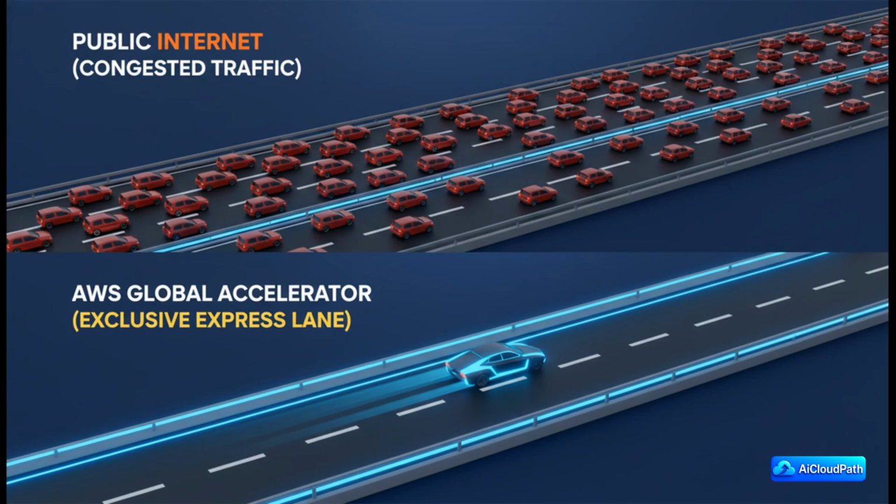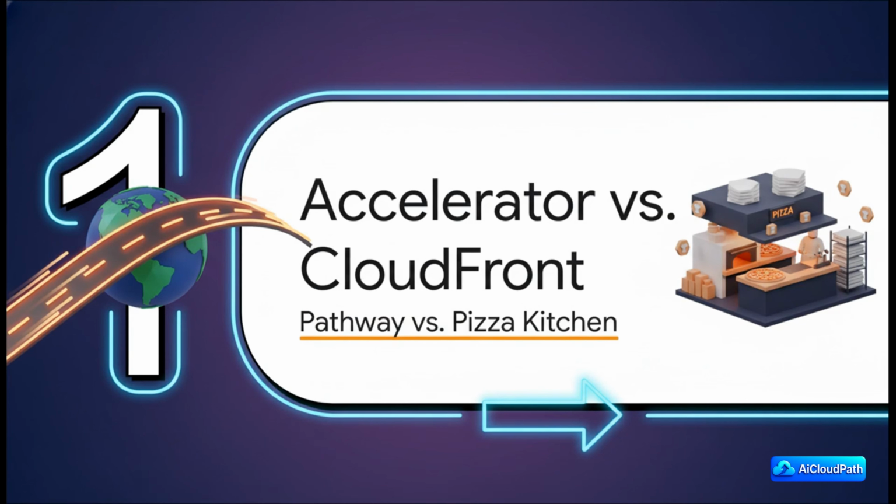And this is the best way to think about it. Picture the public internet as a giant, jammed-up highway right at rush hour. Global Accelerator is your own private, totally clear express lane. It just lets your data bypass all that regular traffic and get where it's going without ever hitting those annoying bottlenecks.